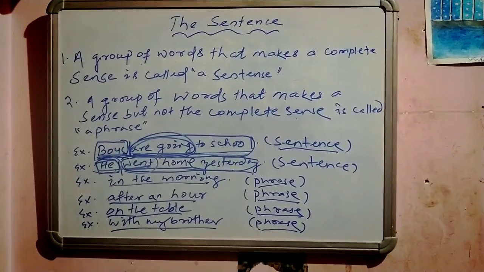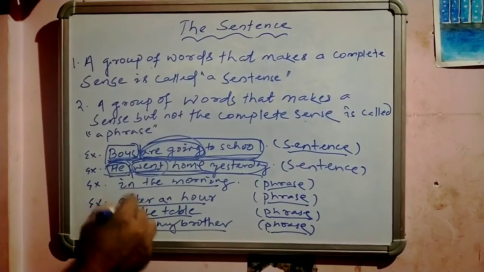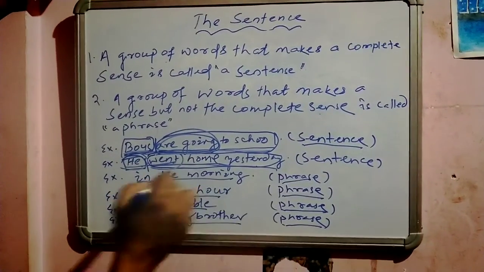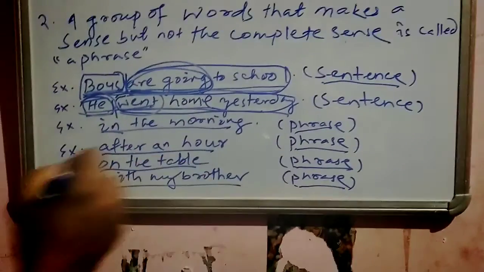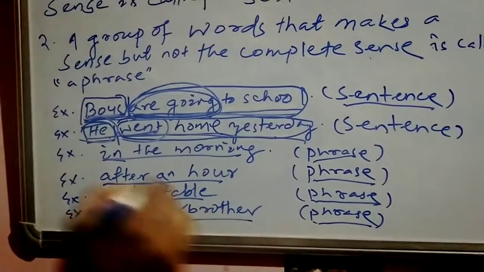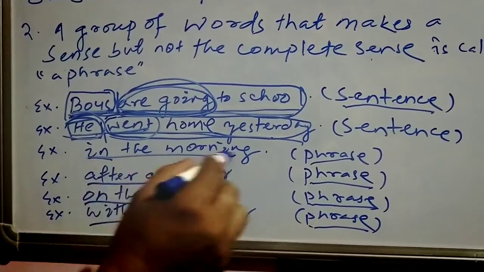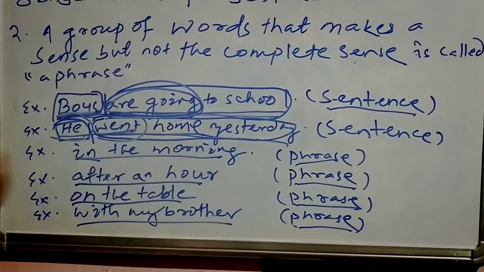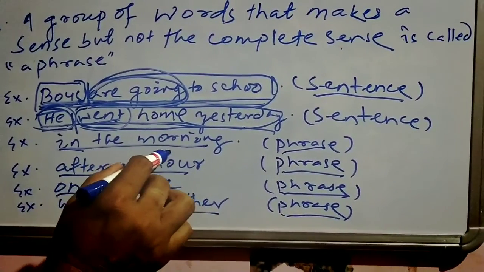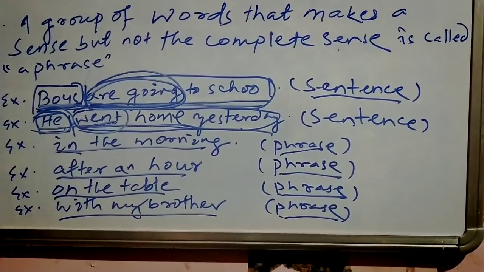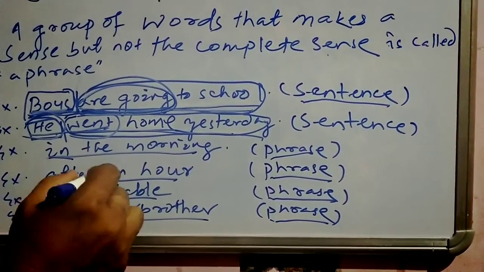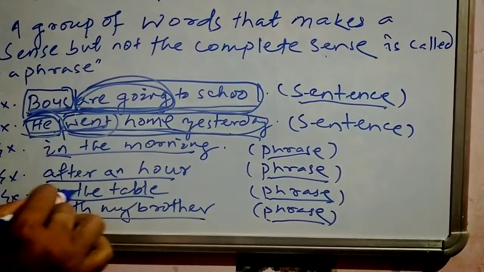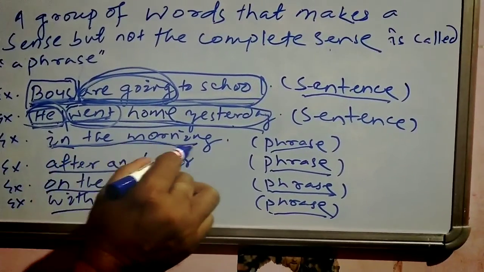in all these words, we don't have the verb. We have the group of words here: "in the morning," "after an hour," "on the table," and "with my brother." So we have the words, but the verb is not there, and as the verb is not there, it is not a predicate part. Also, we don't have the subject part here. So in this way we must be sure that it is a phrase.